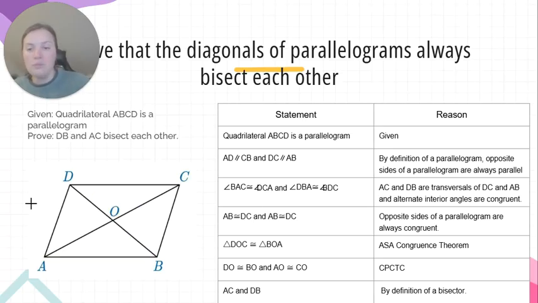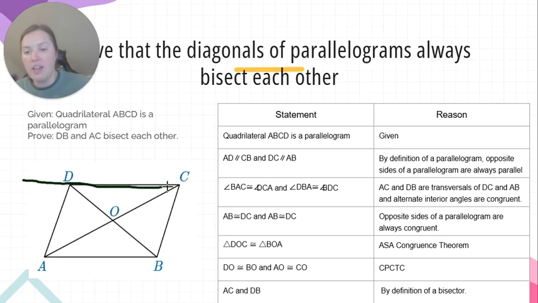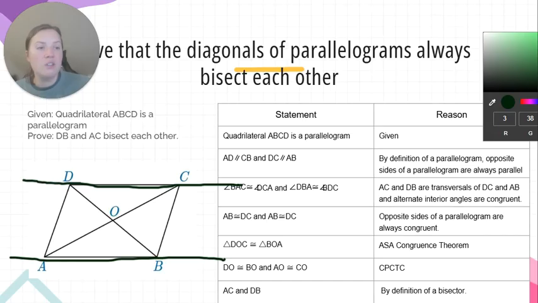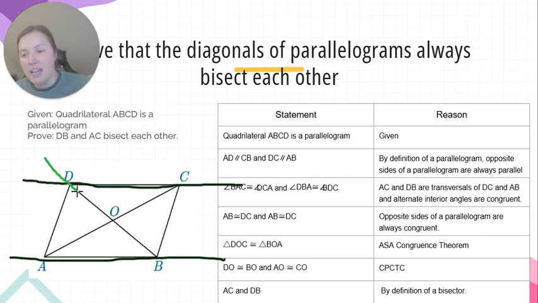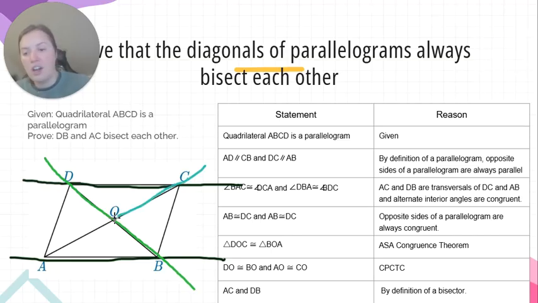Now, let's skip the proof again and let's just talk about what is happening in our picture. So we have parallel lines, and I'm going to switch up some colors here. So we've got parallel lines, we've got this DC, and we've got this AB that are parallel to each other by definition of a parallelogram, right? And then with our diagonals here, we've got this diagonal here of DB, and we've got this diagonal here of AC.